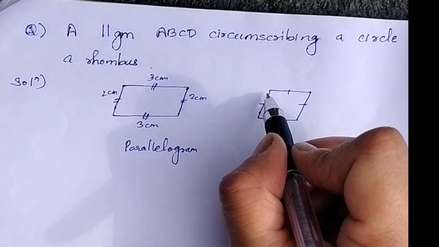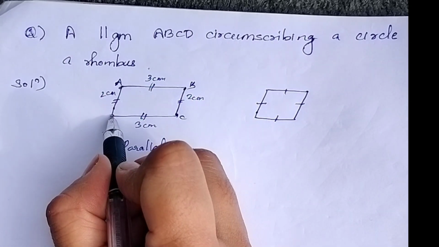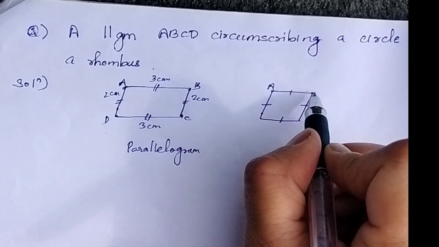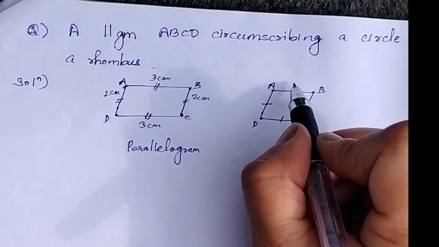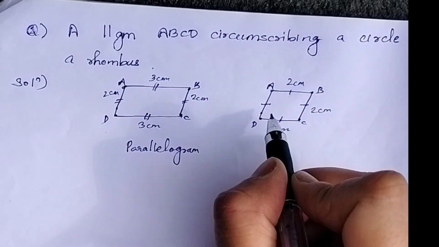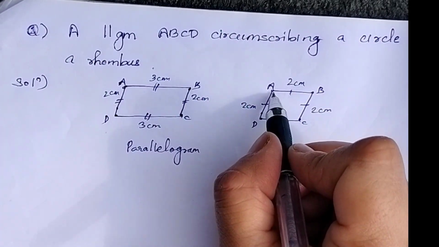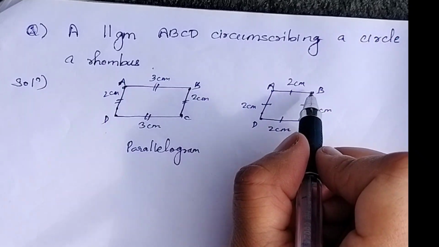And for a rhombus, this is A, B, C, D. This means, for example, suppose this is 2 centimeters, this will also be 2 centimeters, and all four sides are 2 centimeters, but these two will be parallel and these two will be parallel.